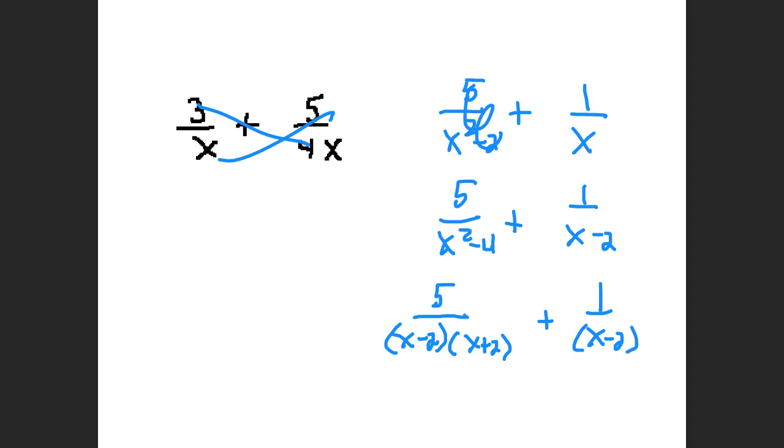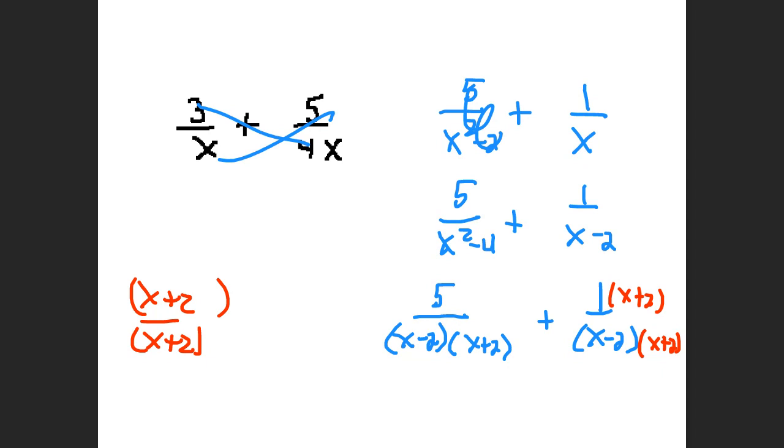So what am I missing here? I am missing an x plus 2. So I'm going to multiply top and bottom by x plus 2. Why am I multiplying by x plus 2 on top and bottom? Because what is x plus 2 over x plus 2? What does that equal? 1. And I can multiply anything by 1. It doesn't change the problem.